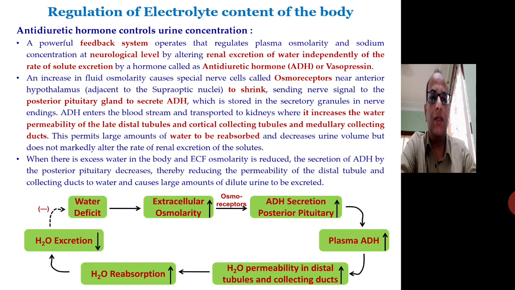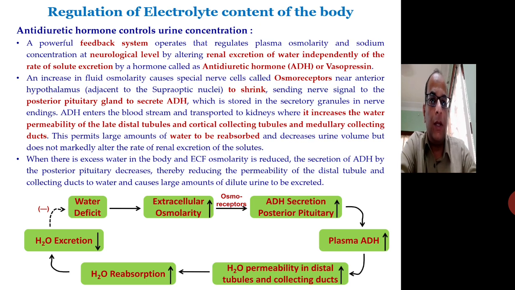ADH enters the bloodstream and is then transported to the kidneys, where it increases the water permeability of the late distal tubules, cortical collecting duct tubules and medullary collecting ducts. This permits a large amount of water to be reabsorbed and decreases urine volume, but does not markedly alter the rate of excretion of the solutes.